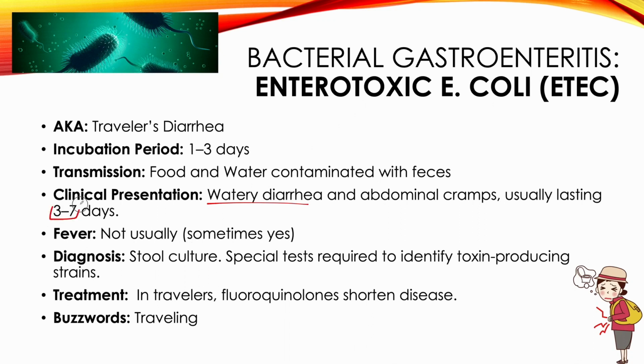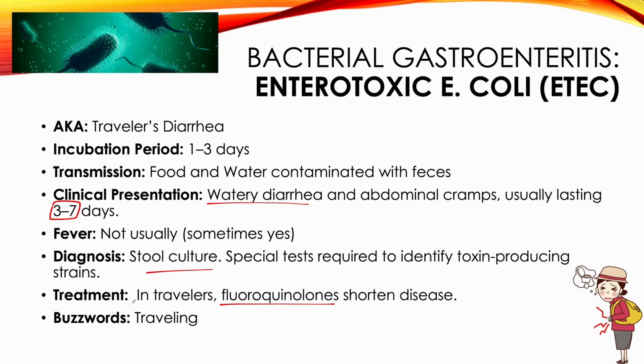So just keeping an eye on those different things. It usually causes watery diarrhea and abdominal cramping, and it can last anywhere from 3 to 7 days. Usually they don't have fever. You can get stool cultures for it. For travelers, a lot of times it's recommended that you take some Pepto if you start having symptoms, because it can help nip the disease in the bud. But if patients are having consistent symptoms and they're traveling, then fluoroquinolones tend to help shorten the disease.